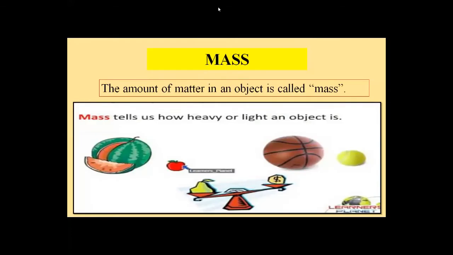Mass is the amount of matter in an object. Mass tells us how heavy or light an object is. An object with a larger mass has more matter than an object with a smaller mass. One way to compare the mass of two objects is to use a lever balance, such as the one shown in this slide. So what is the definition of mass? The amount of matter in an object is called mass. Okay, my dear students, and mass tells us how heavy or light an object is.